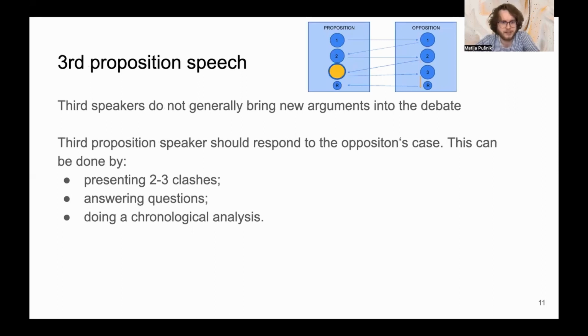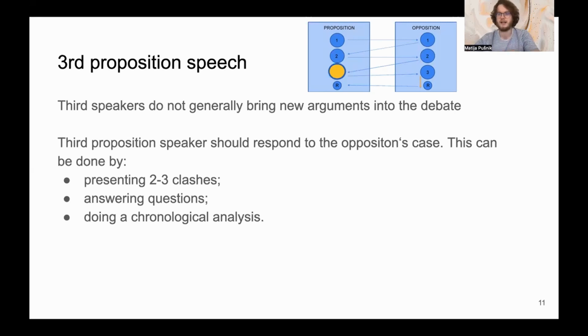Now let's go to the third speech. Third speakers should not bring new arguments into the debate. Just because it's very late, it's impossible to thoroughly examine them. And what they should be doing mostly is they should be responding to the opposition's case. And this can be done either by presenting clashes.